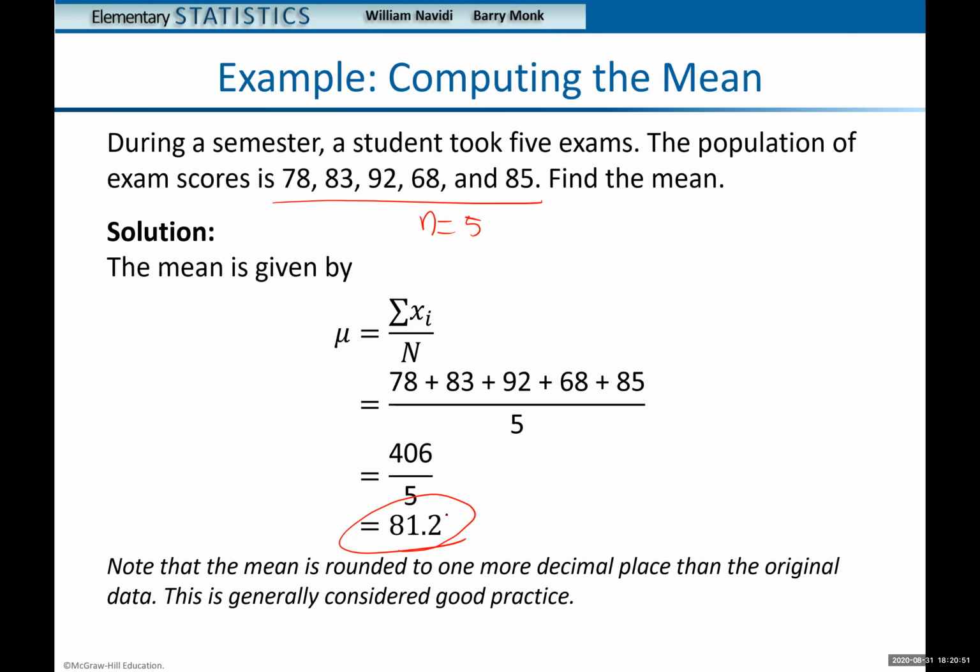Note that the mean is rounded to one more decimal place than the original data. This is generally considered a good practice. So you should always round your final answer to one more decimal place than the original given. Any questions so far? So mean means finding the average. I'm sure you are familiar with that.